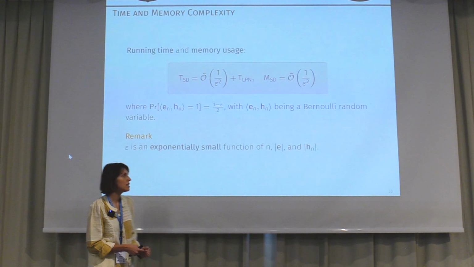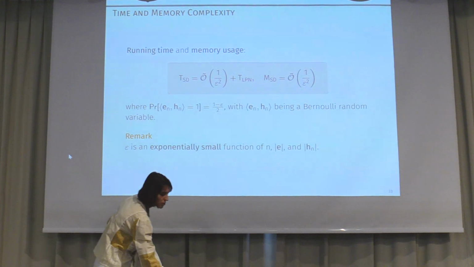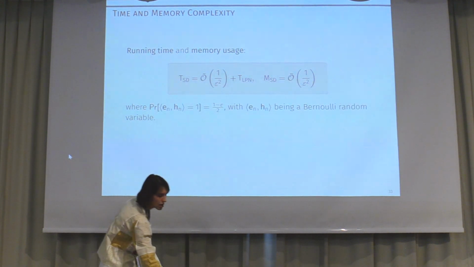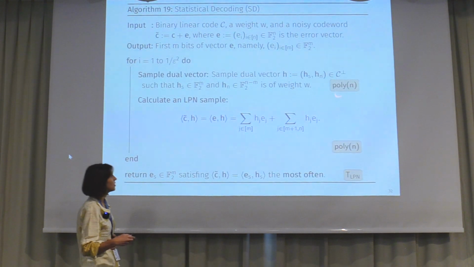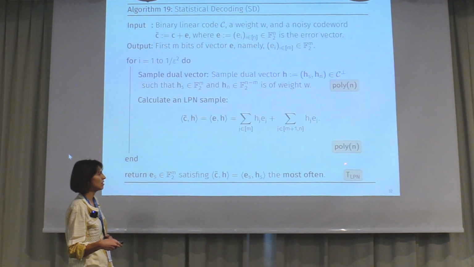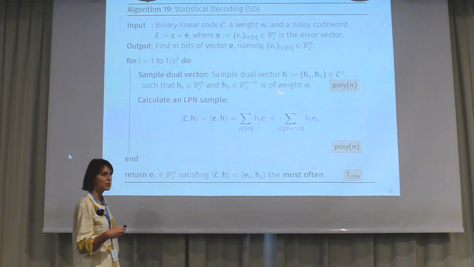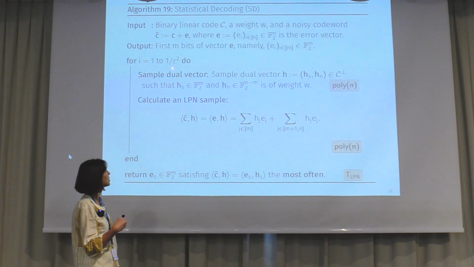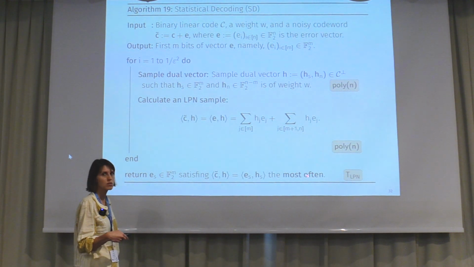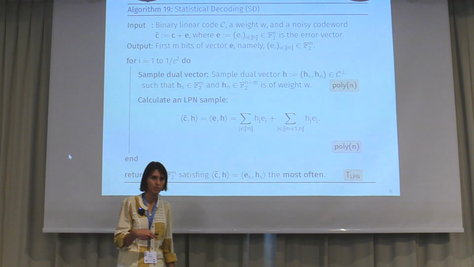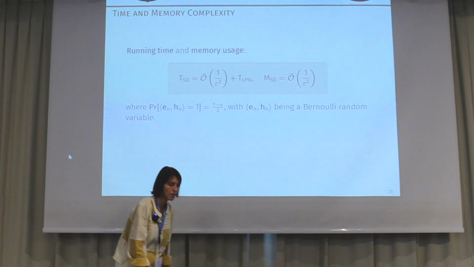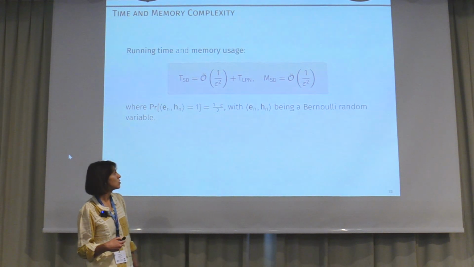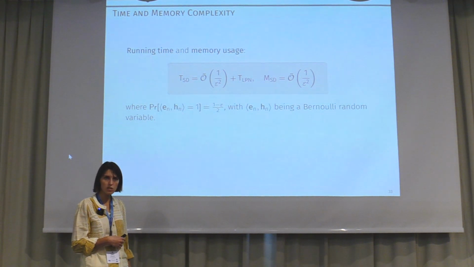And what we know is that the running time of those two parts is very efficient. So basically what determines the running time of the whole algorithm is the number of iterations, that is given by 1 over epsilon square, and the cost of the part that solves the LPN. The memory is also proportional to the number of iterations.